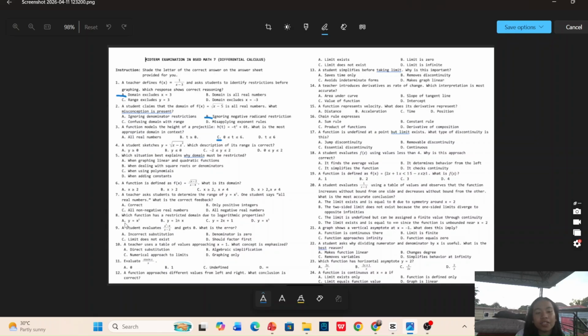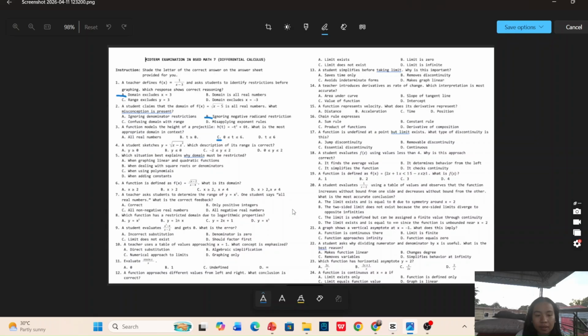Number 8, which function has a restricted domain due to logarithmic properties? Letter A, y equals x squared, B, y equals ln x, C, y equals 2x plus 1, or letter D, y equals x to, I think this is to the third. The correct answer for number 8 is letter B. It is because the logarithmic function ln x is only defined if x is greater than 0, so it has a restricted domain. So number 8 is letter B, y equals ln x.